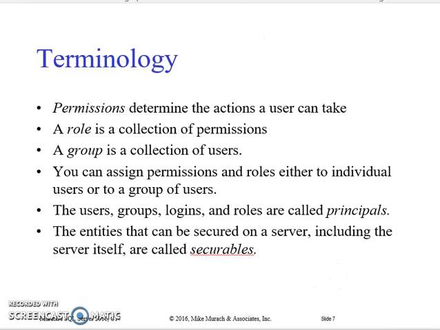Here is some important terminology. Permissions determine the actions a user can take. A role is a collection of permissions. A group is a collection of users. You can assign permissions and roles either to individual users or to a group of users. The users, groups, logins, and roles are called principals. The entities that can be secured on a server, including the server itself, are called securables.